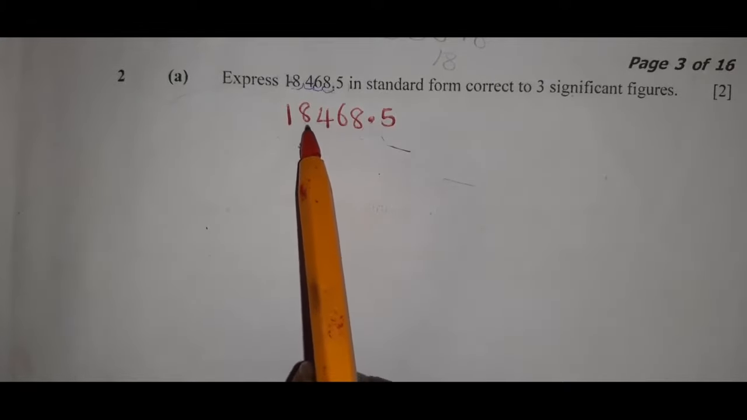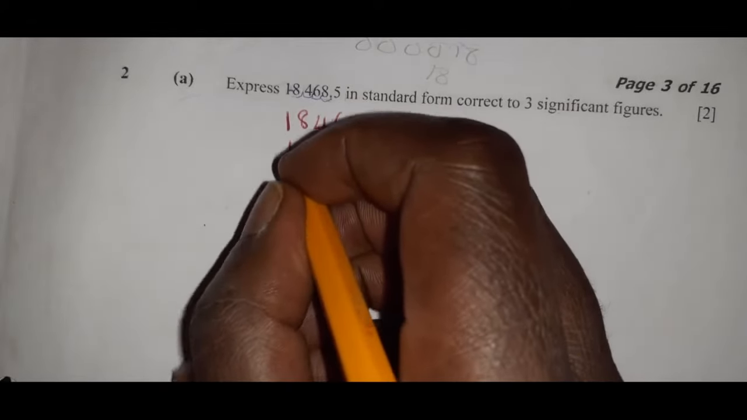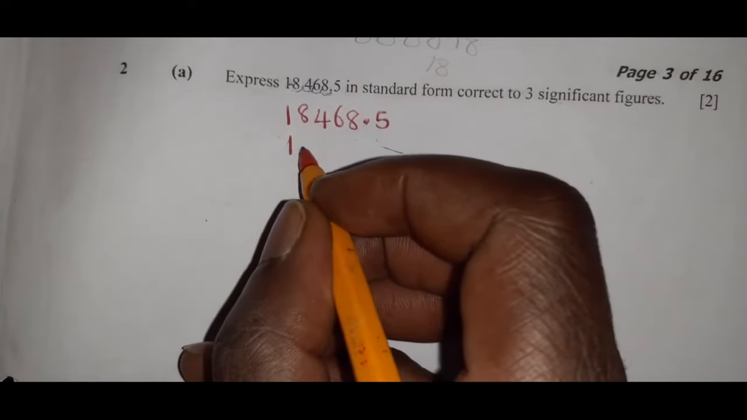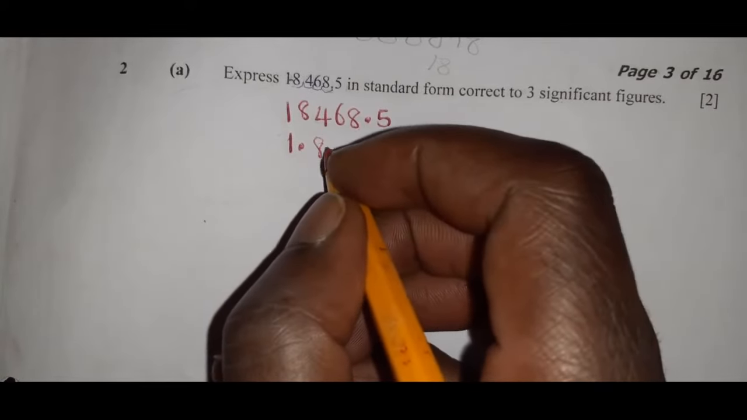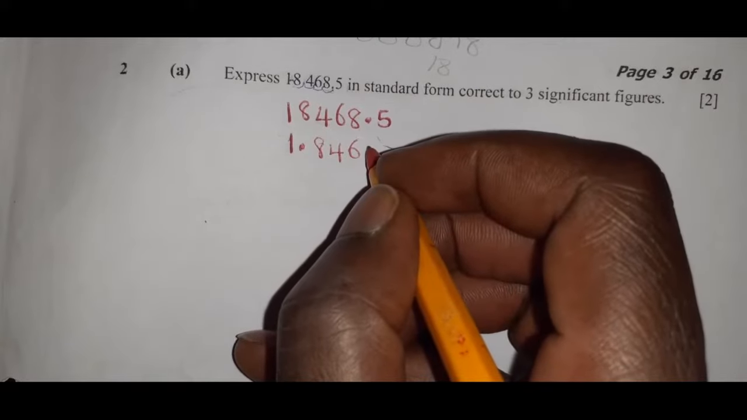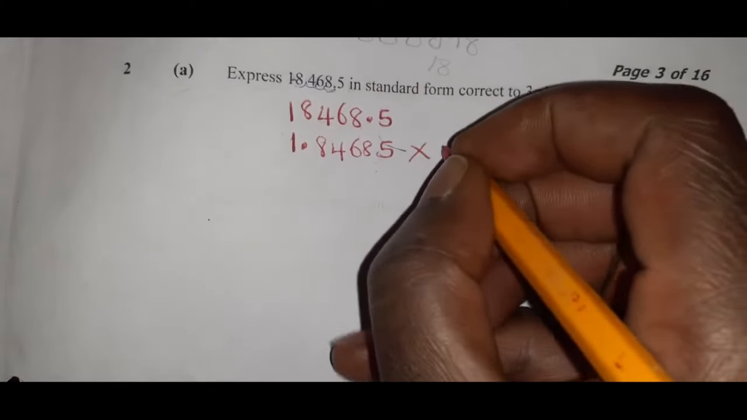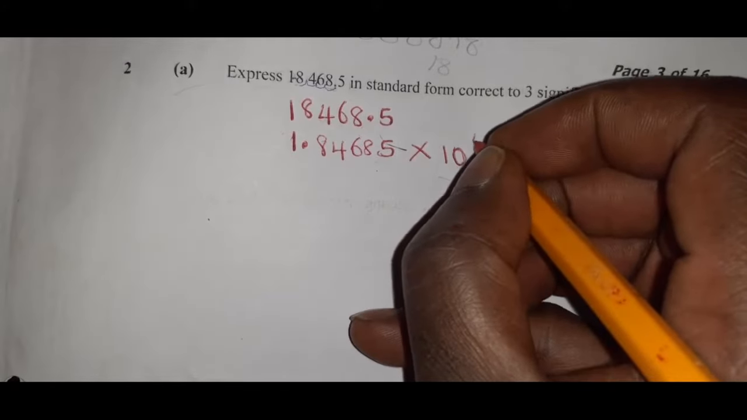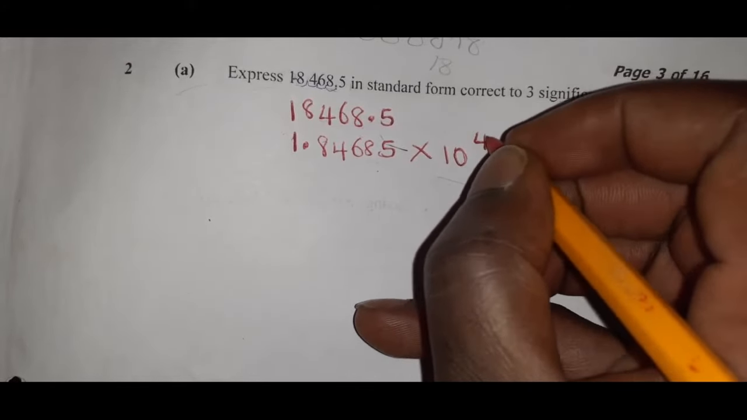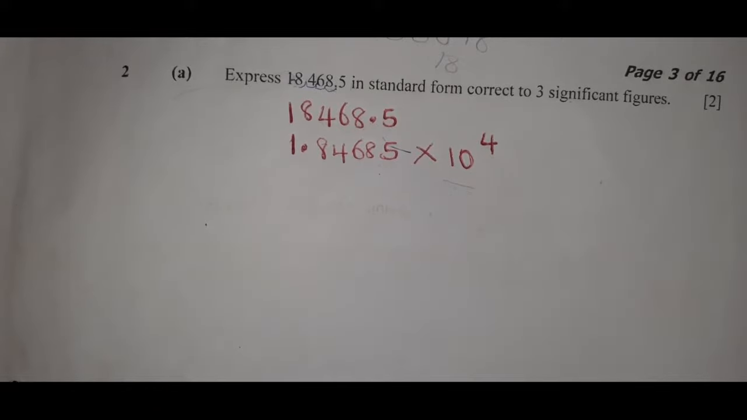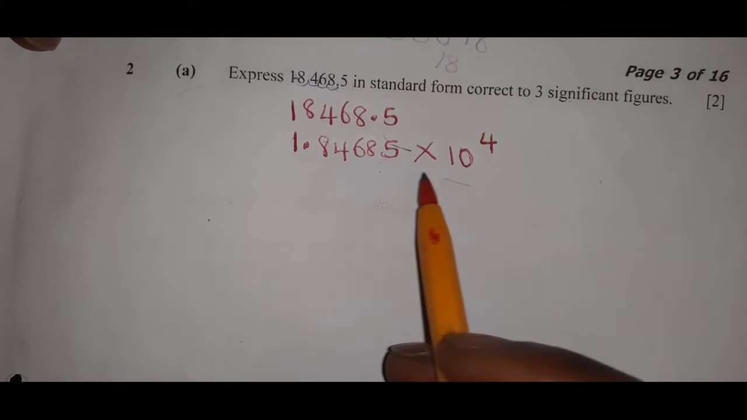1, 2, 3, 4. So this is going to be 1. Then the point now comes here. 8, 4, 6, 8, then this 5. Then multiplied by 10 to the power, the number of steps that the point moved, 4. So this has been written in what?